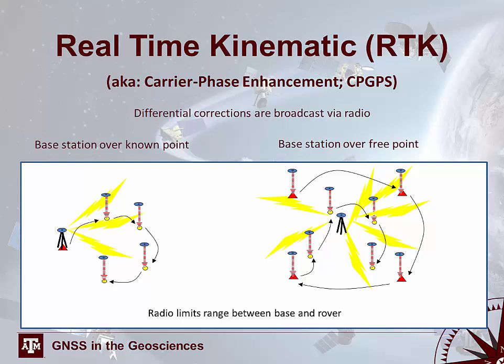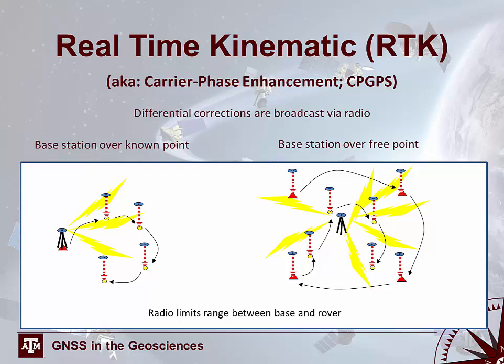So on the left here we see an instance where a base station is situated over a known point and it transmits that correction factor. On the right here we see that base station is over a free point, and what it does is it's going to calculate its average location.